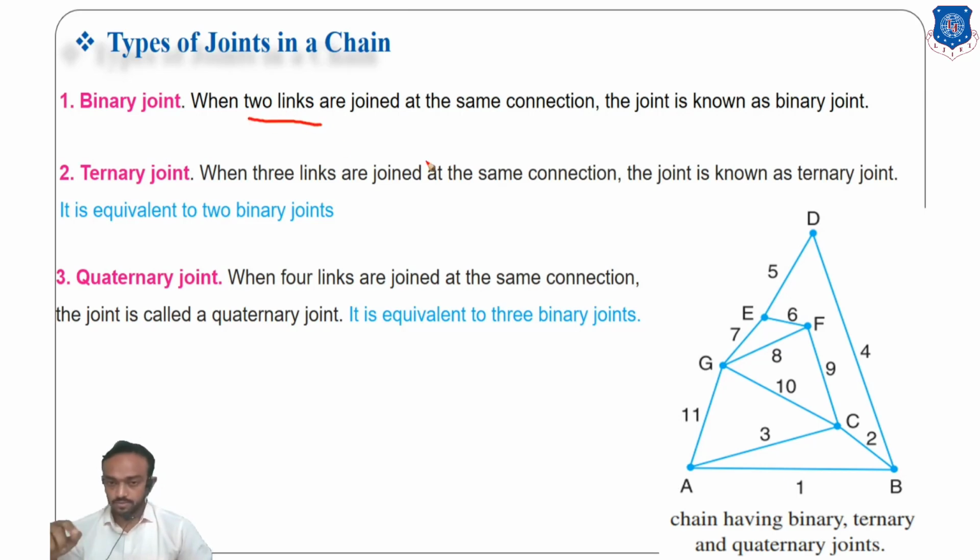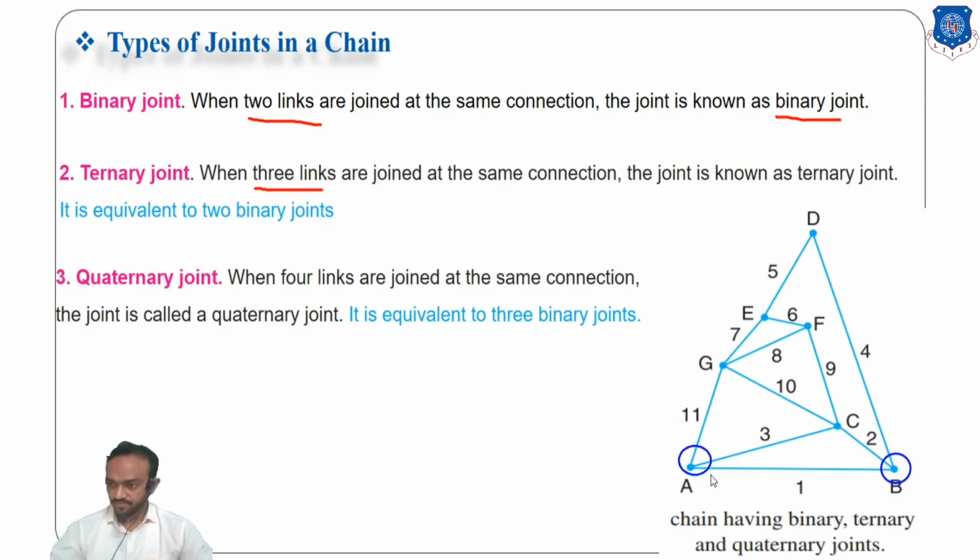So in the relation we studied earlier, J is equal to 3 by 2 L minus 2, J is the number of binary joints. Two links connected at the same place is known as a binary joint. If three links are connected at the same place, then it is known as a ternary joint. Okay, you can see here a ternary joint.